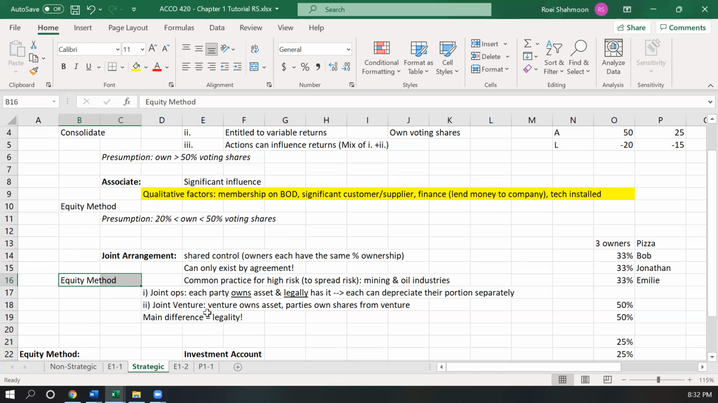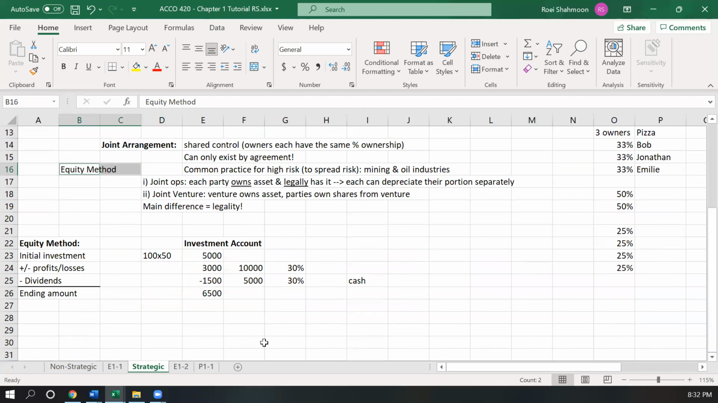Now, how the heck do we do this equity method, right? Associates and joint arrangements. Let's take a look at this little example that I have here. The equity method works with pretty much three different aspects to it. You have your initial investment, which is what you put in originally to buy the shares. So let's say I get 100 shares for $50 per share. Well, that's $5,000. That's my initial investment. That's my beginning amount.